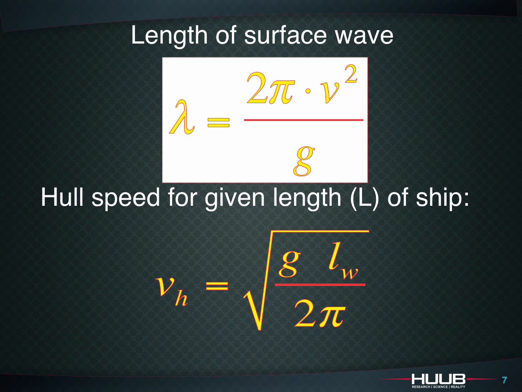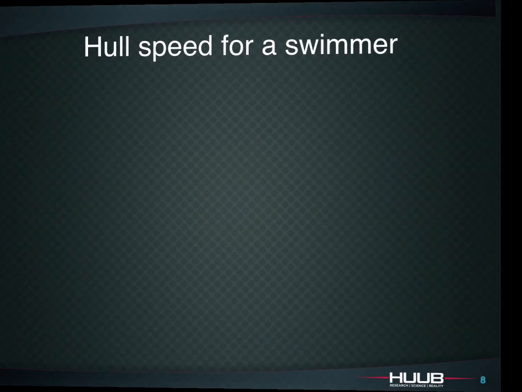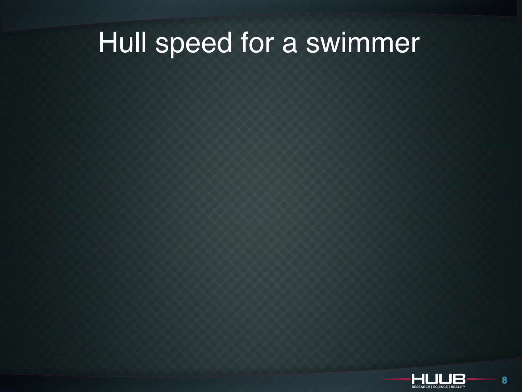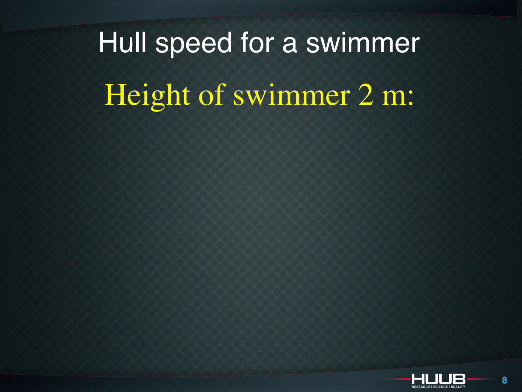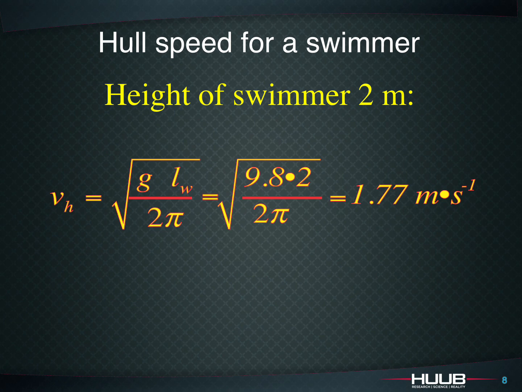And now it's interesting that what applies to ships should also apply to swimmers. So you can calculate the hull speed for a swimmer. Let's do that, and let's assume we have a very tall swimmer, a swimmer of 2 meters. Then we can do the equation, and we can calculate that the hull speed of a swimmer with a height of 2 meters is 1.77 meters per second.